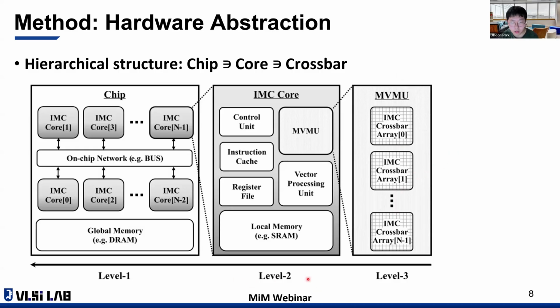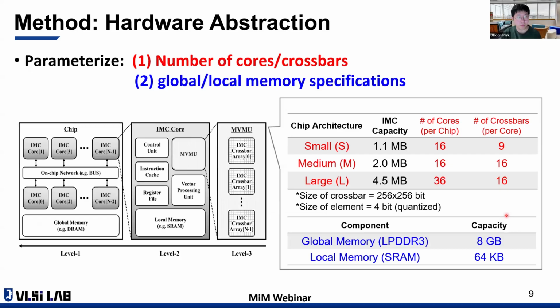We have the same 3-level structure, and we have the instruction set architecture for each matrix unit, vector process unit, and the core that loads the memory and so on. Then we have this hardware, and we parameterize the number of cores and crossbars that we use to limit the chip size. And we have this global and local memory specification summarized in this table.